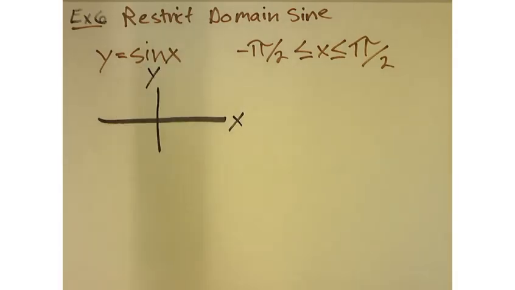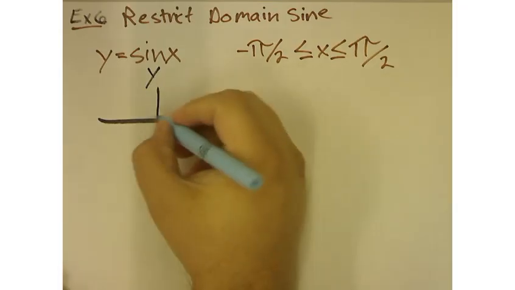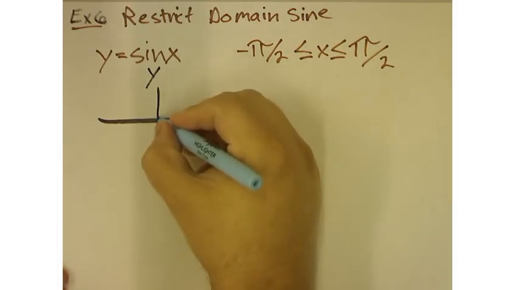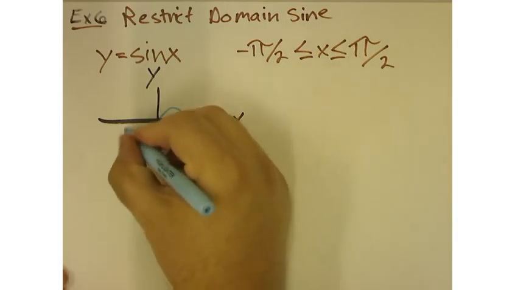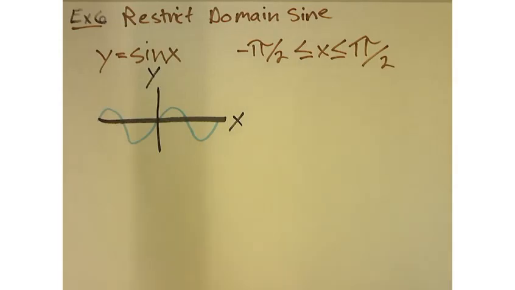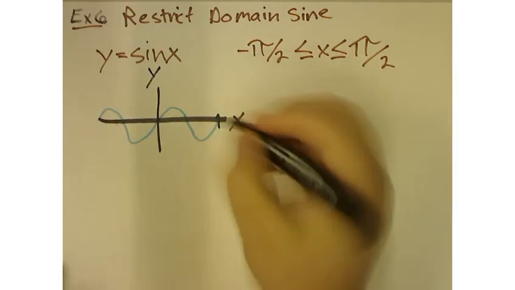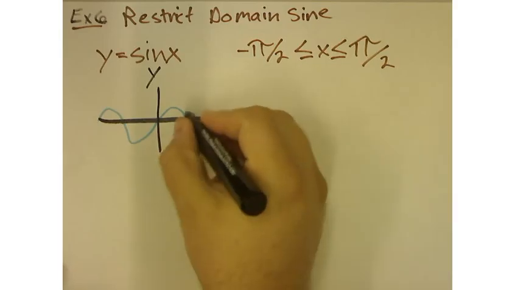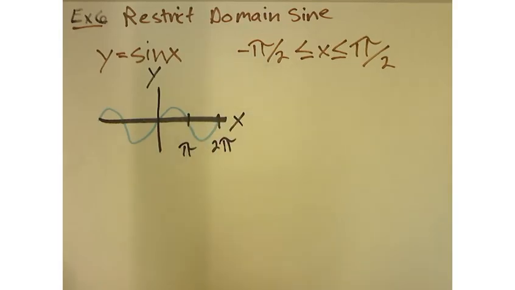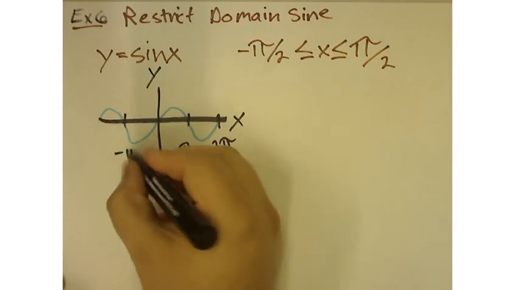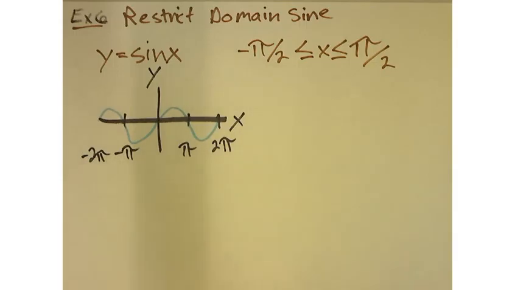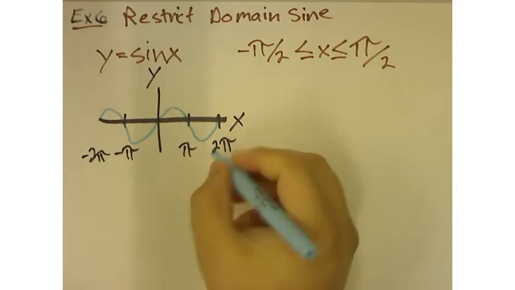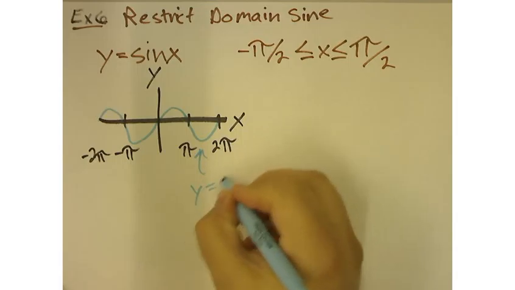I'm going to very lightly, with a very light color highlighter, draw what sine normally looks like. So sine normally starts at the origin, and it comes through and completes one cycle from 0 to 2 pi, because it has a period of 2 pi. And right here is 2 pi, and it intercepts x at pi and negative pi, and then at negative 2 pi. So this is just regular sine of x, y equals sine of x.